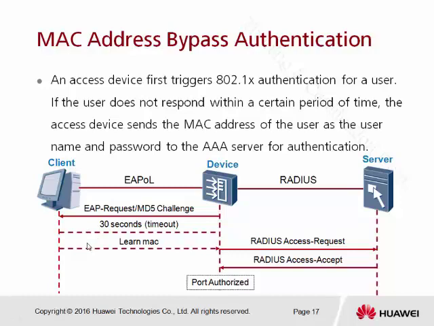So the access device sends the MAC address of the user as the username and the password to the AAA server for the authentication. So it learns everything from the client here and uses the information sent to the server to let the server make the decision. So if this MAC address is inside the authorized list, yes, this PC, even if it doesn't pass the portal authentication, is still allowed to connect online.